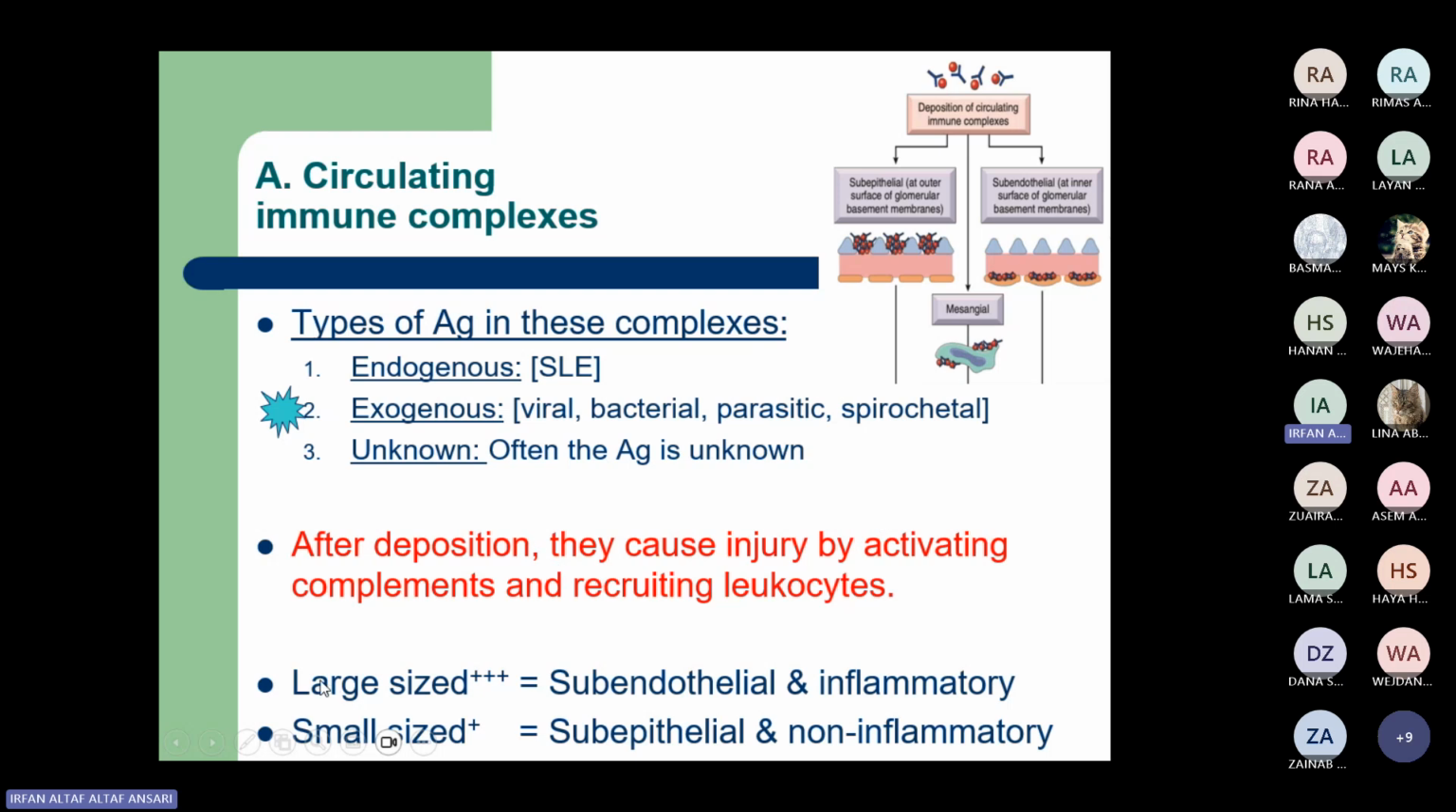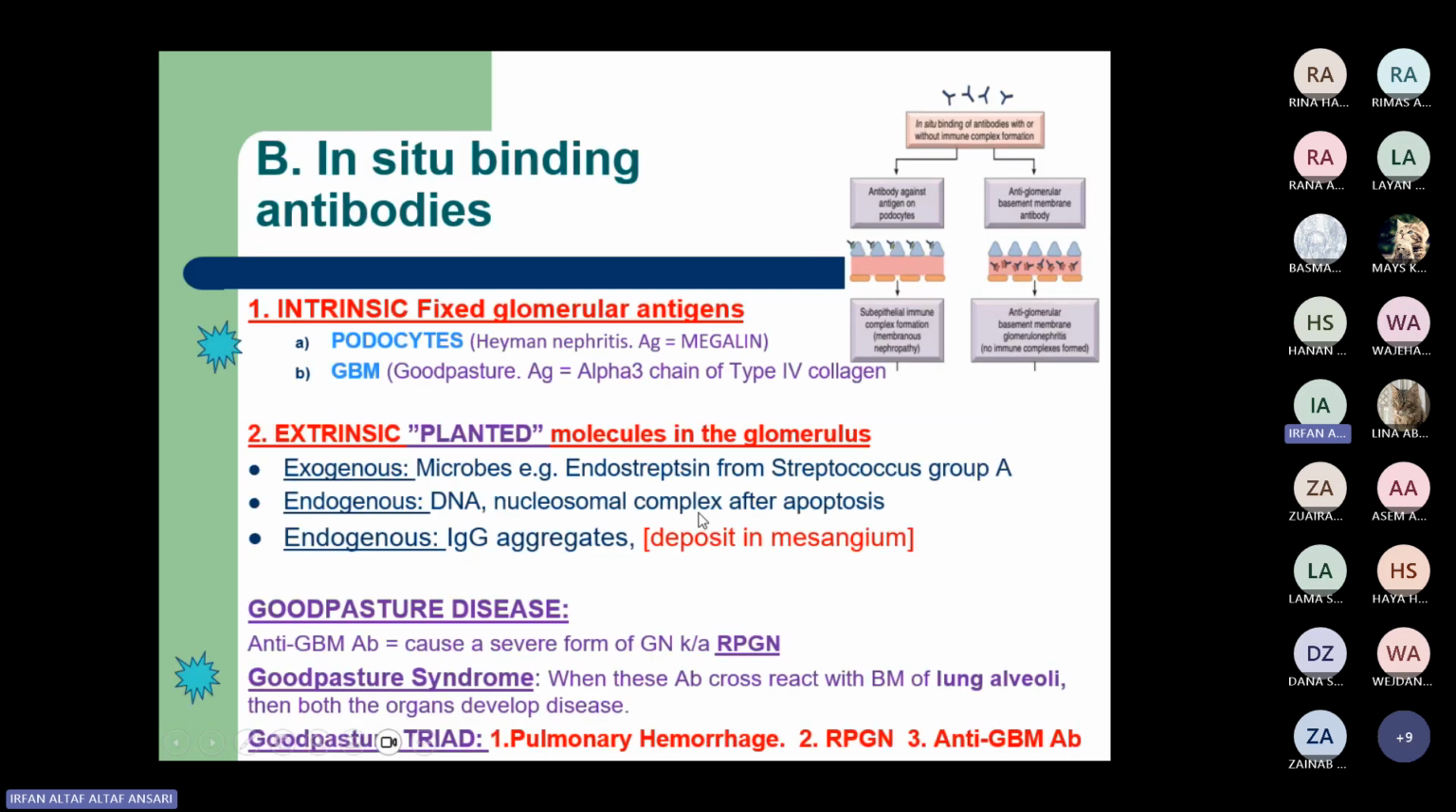There are two types of immune complexes: large size, where we have subendothelial and inflammatory, and small size, where you have subepithelial and non-inflammatory. So this is what we have, various manifestations of the circulating immune complexes. Then you have in situ binding of the antibodies, when they go and bind directly over the glomerulus.